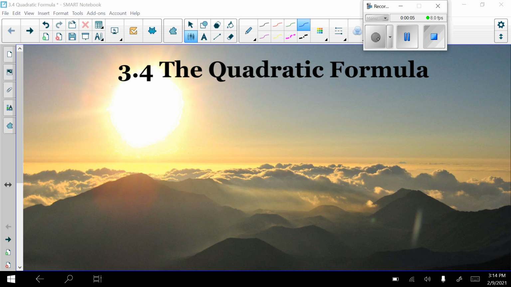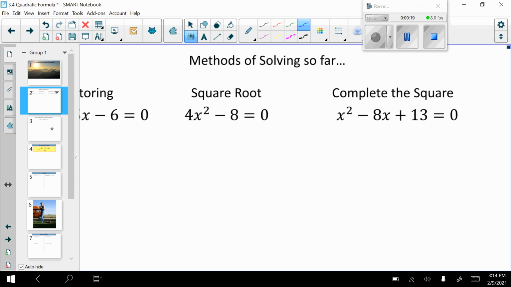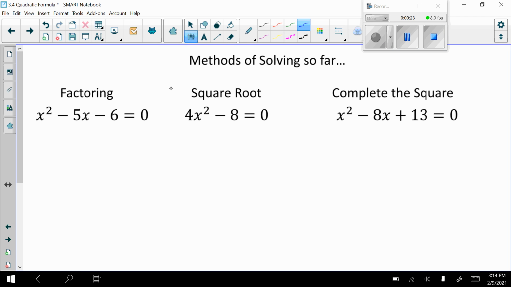In this video, we're going to talk about something called the quadratic formula. This is something that you might remember from Algebra 1. It's a big, ugly equation, and we are going to talk about how we can use it to solve quadratic equations.